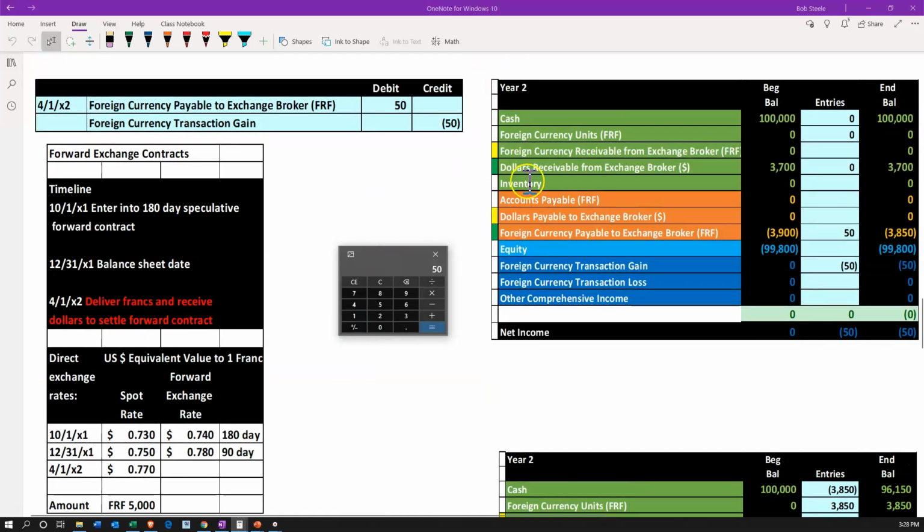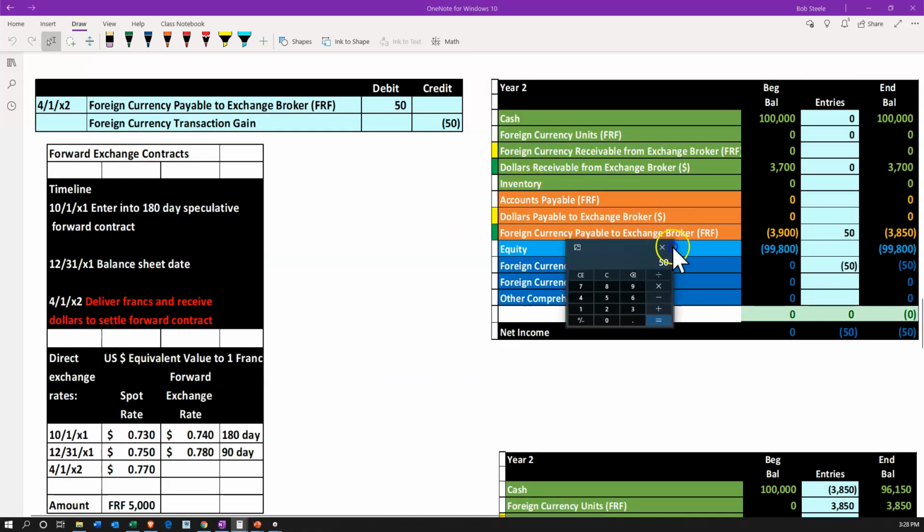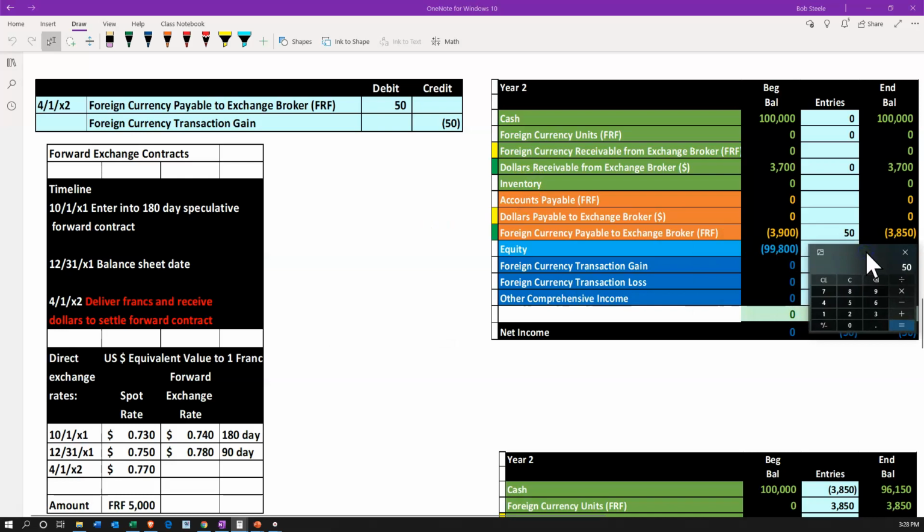Okay, so then the next thing we're going to do is we're going to pay off. Let's keep it up here for just a second. We need to pay off that $3,850. We've got to pay off that amount, but we're going to pay it in francs. So it's actually 5,000 francs that we owe that we valued at $3,850. And note, we still have a loss too, by the way, because now it's the end of the contract, and you can see we have the receivable in dollars. We're going to get $3,700.